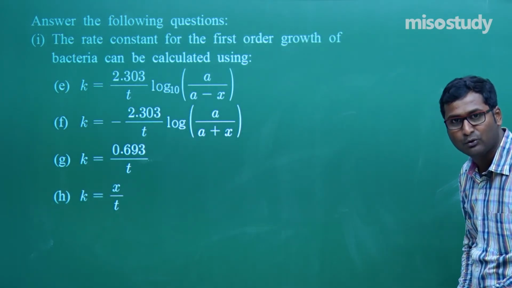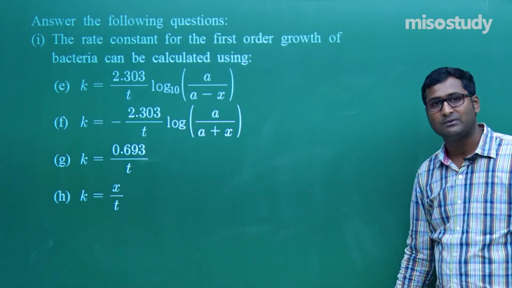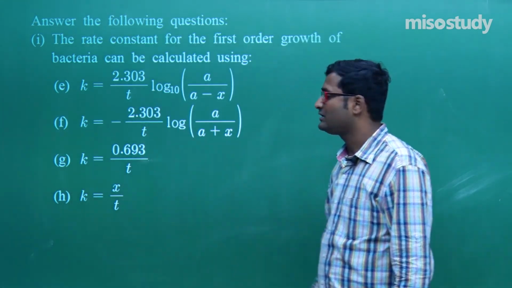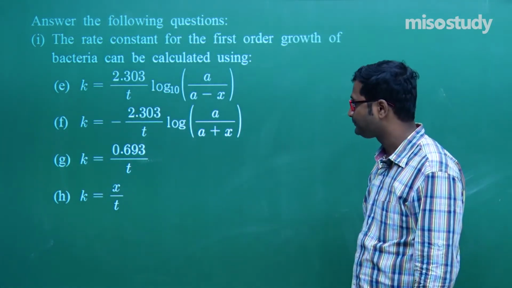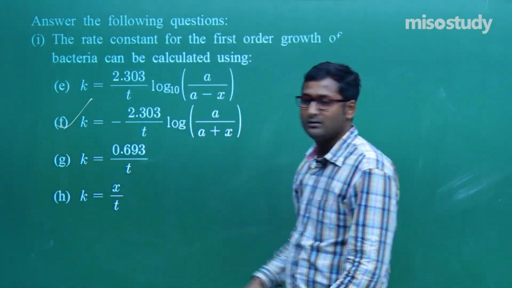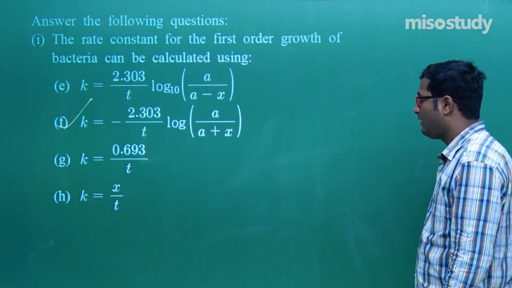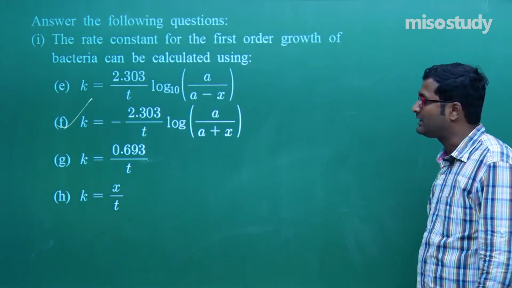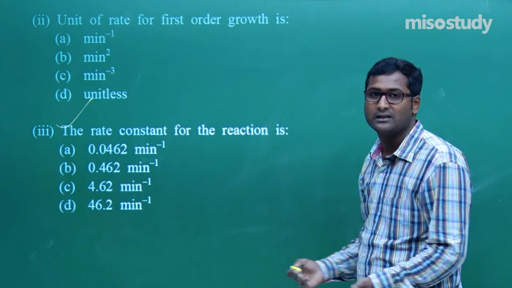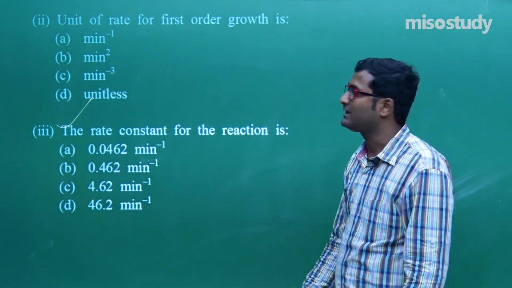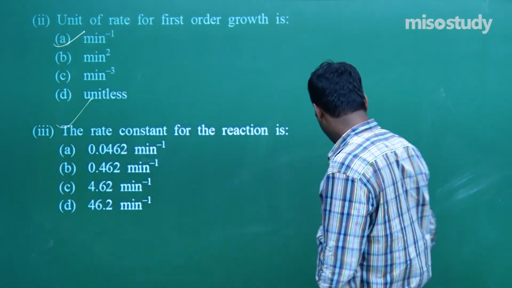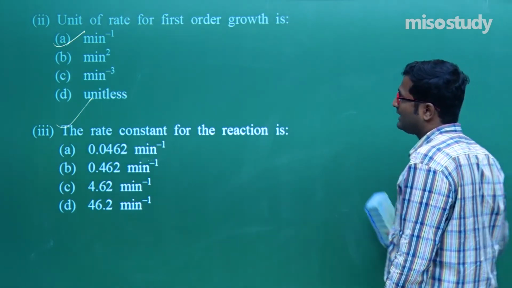This is a simple formula. During my lecture I derived this expression: K is equal to minus 2.303 upon T log A upon A plus X. That is the answer for the first part, question number 10, which is F. Now, what is the unit of first order? We know for first order the unit is per second, and here it is per minute. So the second part has answer A.